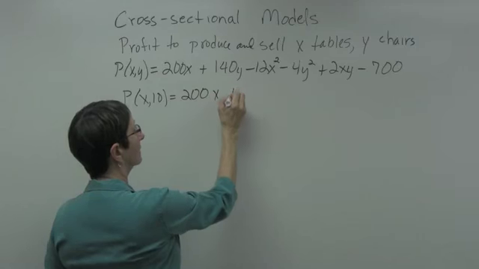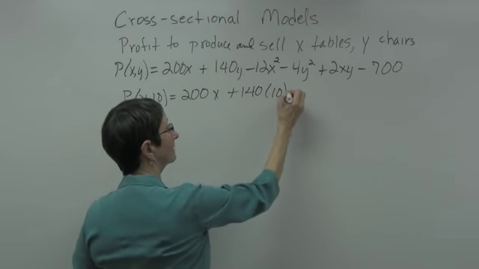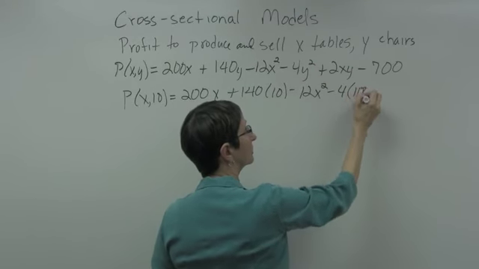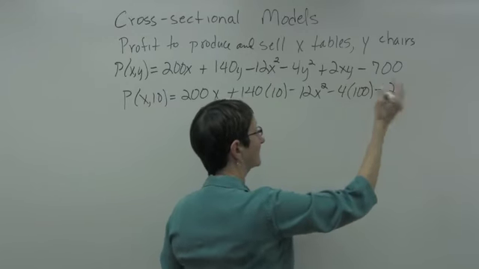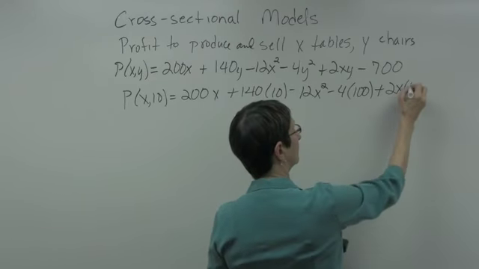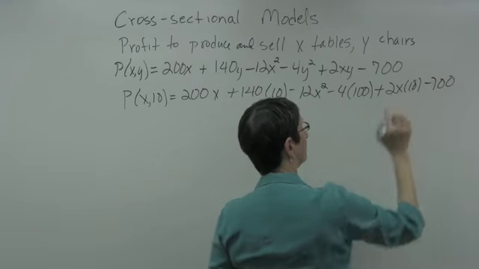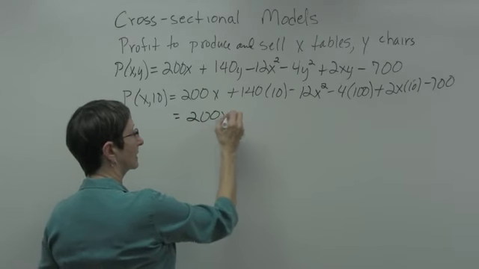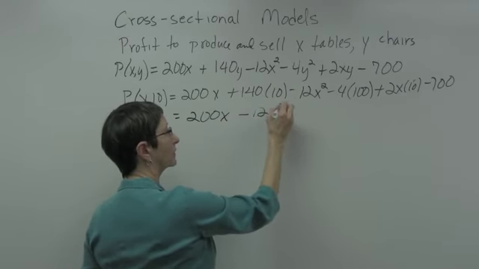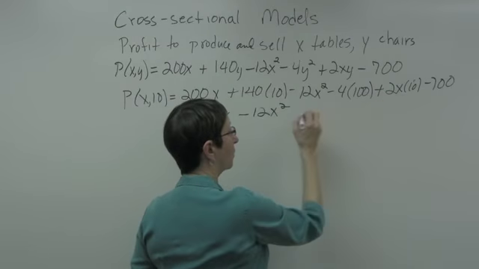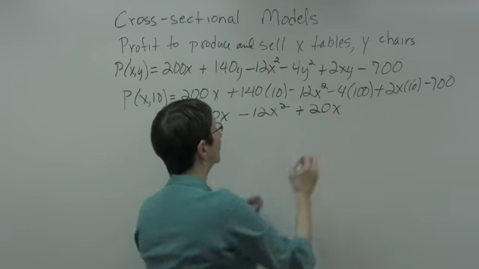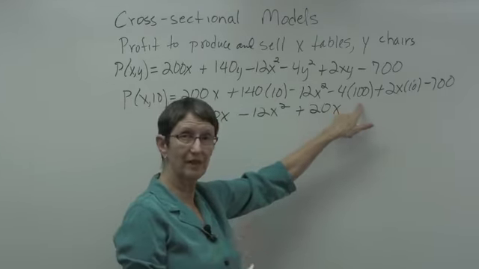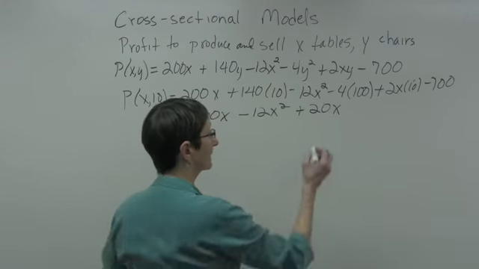So I have 200x plus 140 times 10, minus 12x squared, minus 4 times 10 squared, which is 100, plus 2x times 10, minus 700. Putting all this together, 200x, let's do the variable part first, minus 12x squared plus 20x, and then I've got 1,400 here, minus 400 gives me 1,000, minus 700 gives me plus 300.